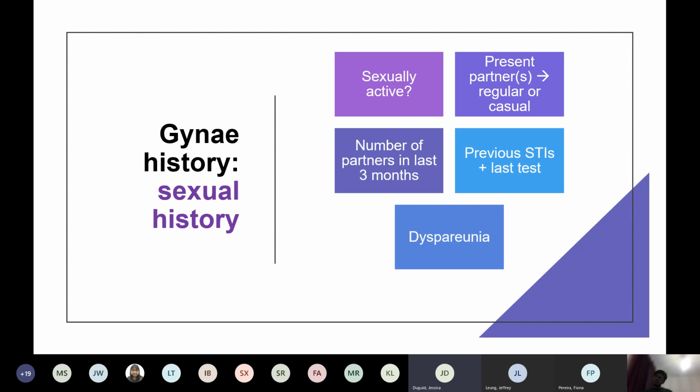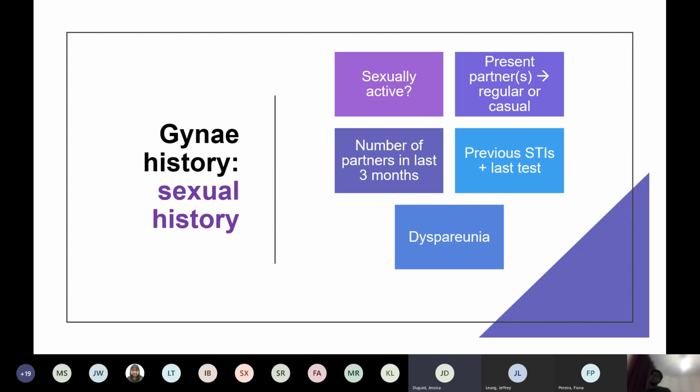So then you want to ask, is she sexually active? If she says yes, continue. If she says no, don't bother asking any more. So we want to ask about present partners. Does she have a regular partner or casual partners? This is important because the idea behind it, whether it's true or not, is that regular partners are less likely to pick up an STI, whereas casual partners might be more at risk. Obviously, it's a flawed system, but that's the general idea of the question.